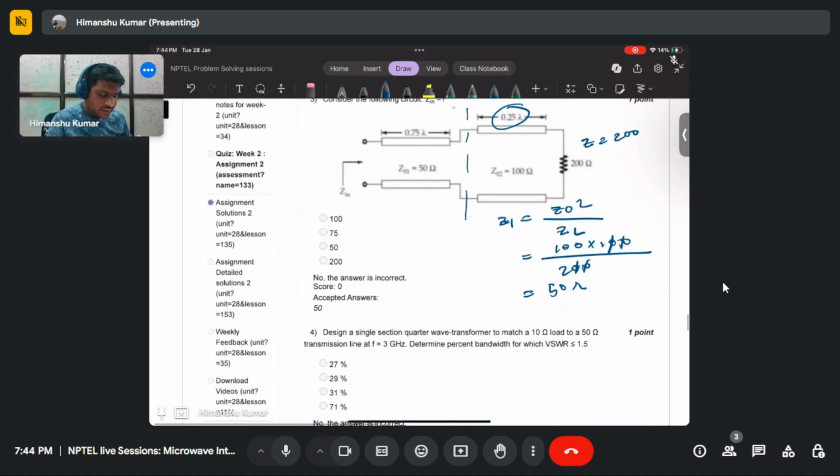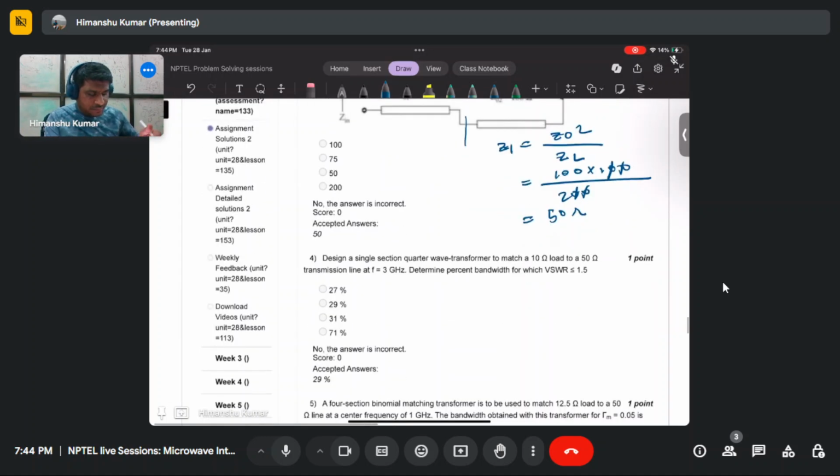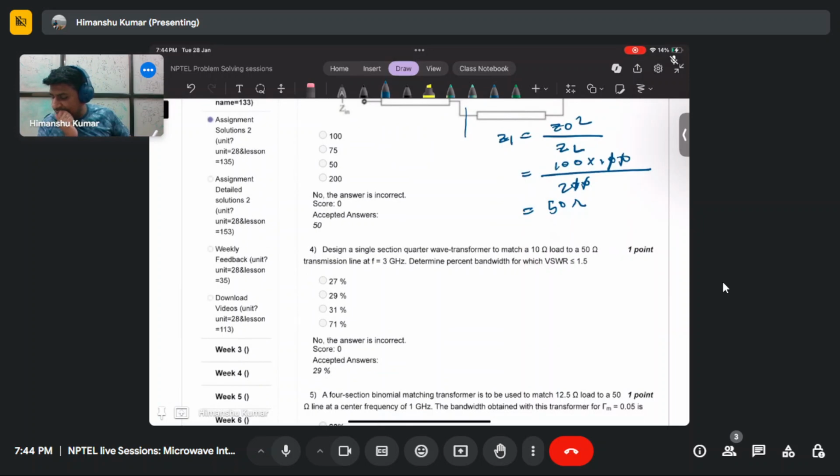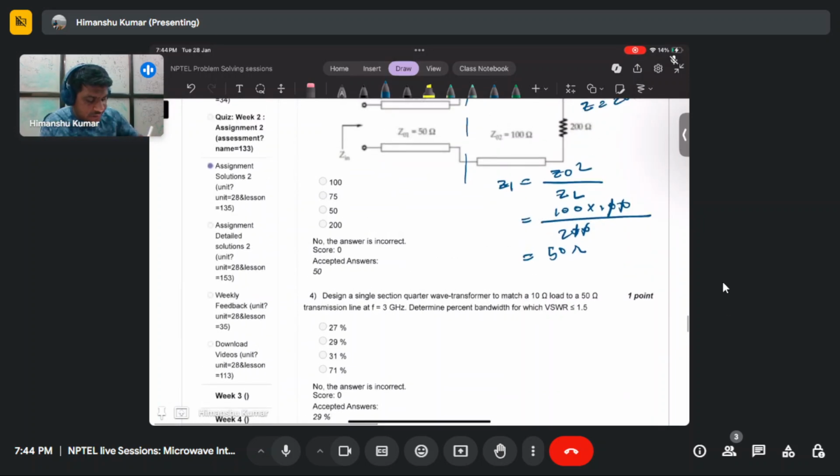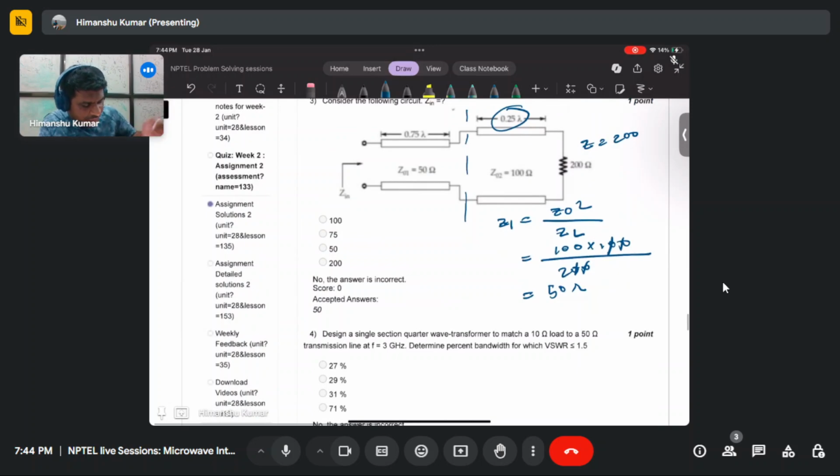Now this line, you can transform. Any line impedance you can write as Z in equals Z1 times, which is the characteristic impedance of this line, RL, which is the load resistance, plus j times Z1 tan of beta L, and this is for a lossless line, divided by Z1 plus j times RL tan of beta L.